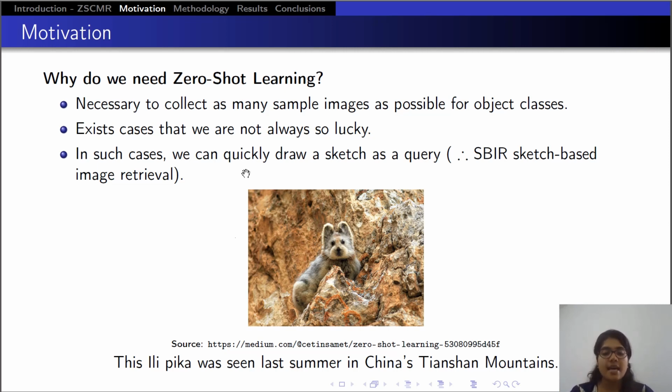This is just an example: it's a Ilipika, which was seen last summer in China's Tianshan Mountains. It's an example of an animal which is so rare that we cannot provide sufficient training class samples. But it might happen that our machine does encounter such a sample during the testing phase. So hence, we need ZeroShot Learning.